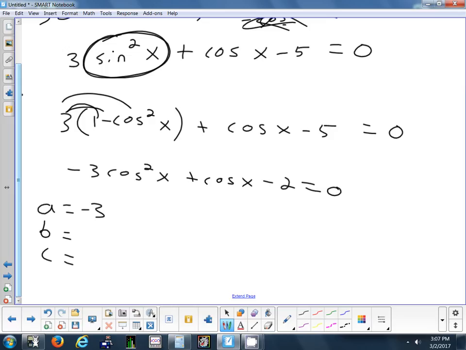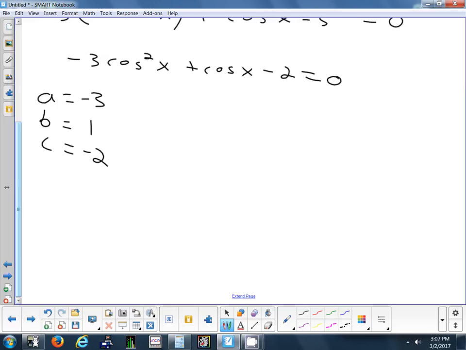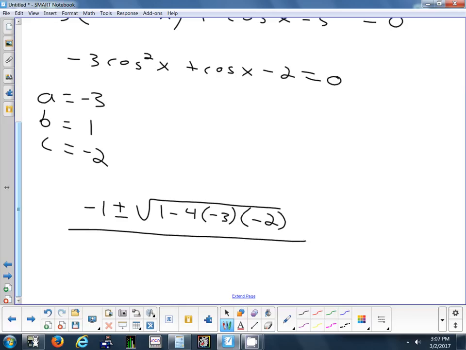A is negative 3, B is 1, C is negative 2. So we got negative B plus or minus the square root of B squared minus 4 times A times C, all over 2A.